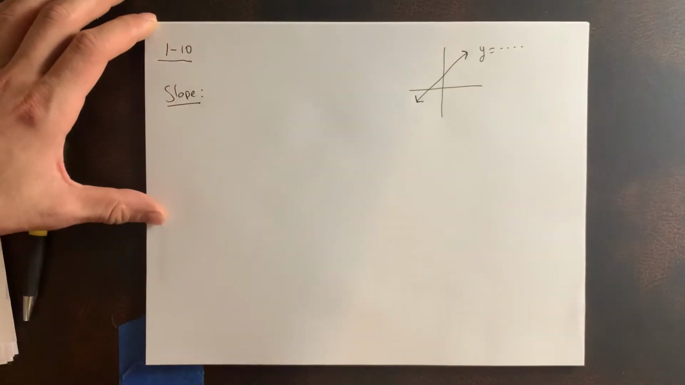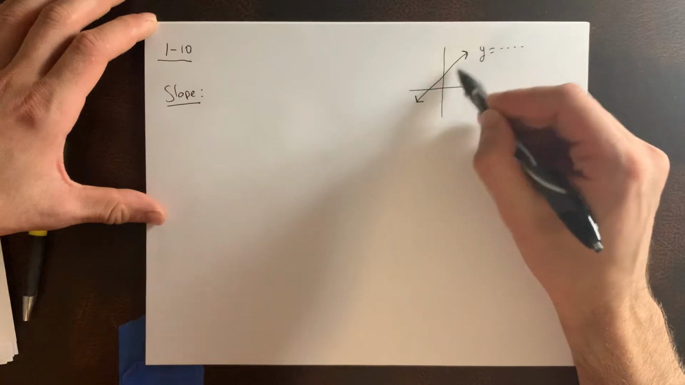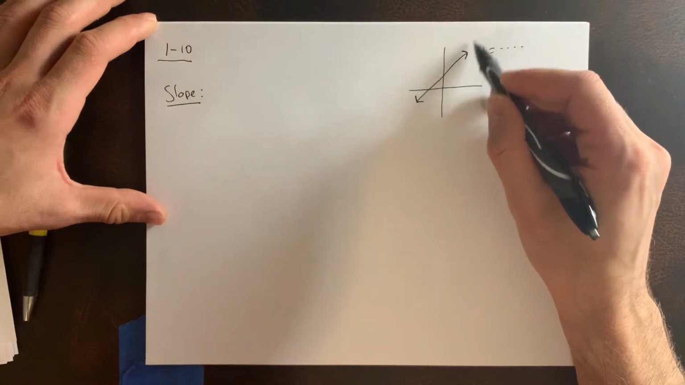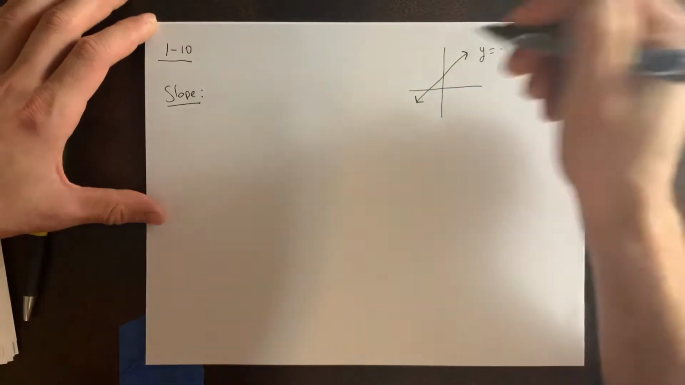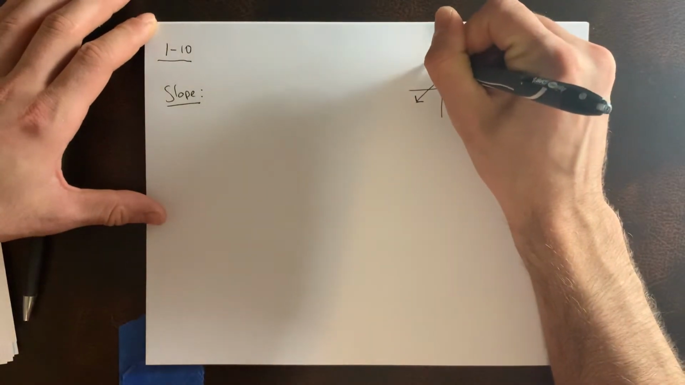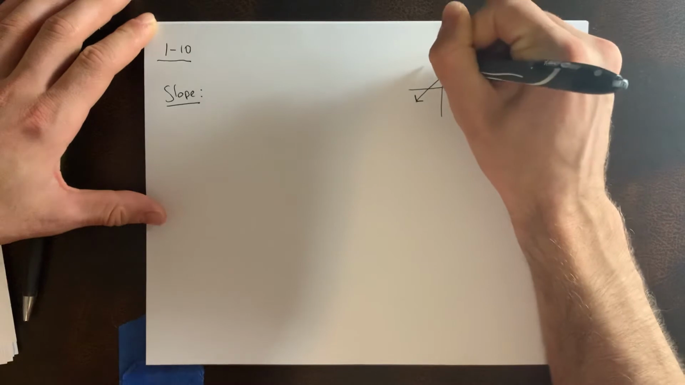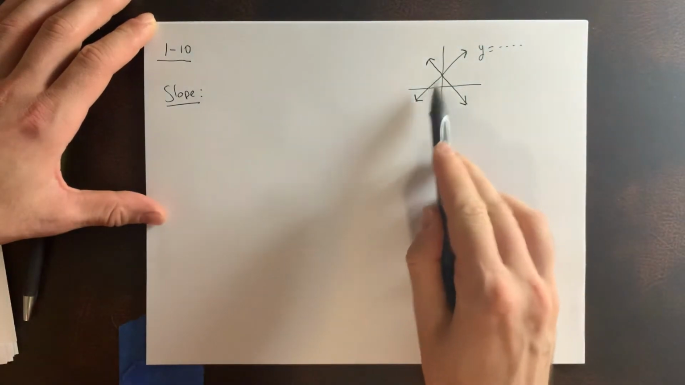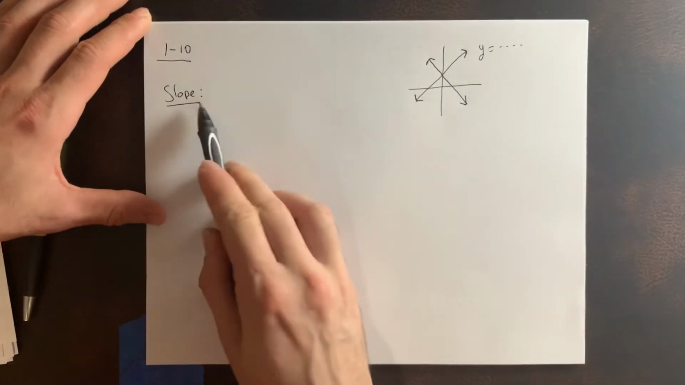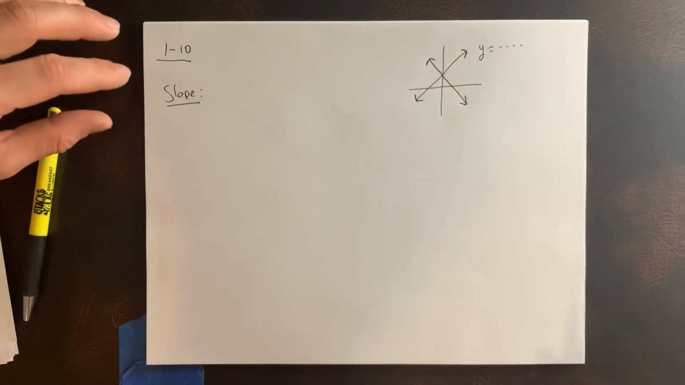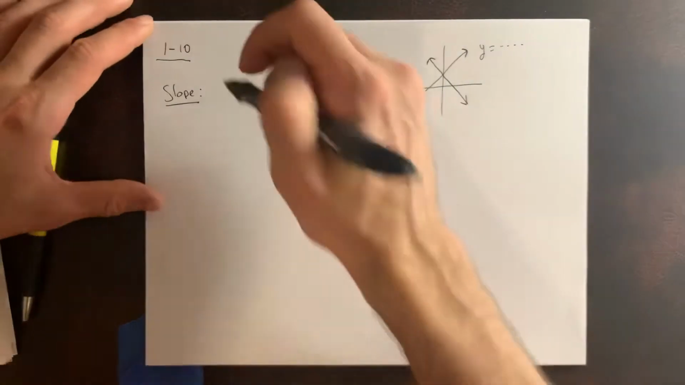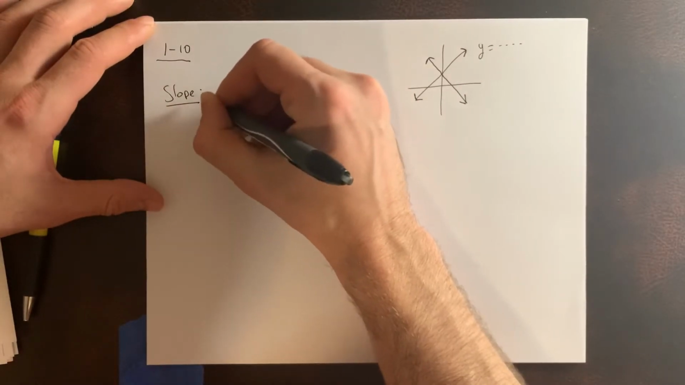So what the slope gives us is a measurement of how steep this line is. So moving from left to right, how much is it moving up? Or for example, here's another line, how much is this line moving downwards as we move from left to right? So this one's moving up, this one's moving down. The slope is going to give us a measurement of that. And there's two ways to view what the slope means.